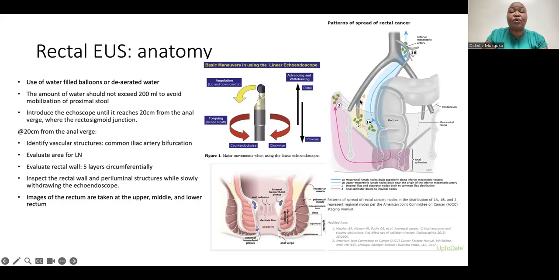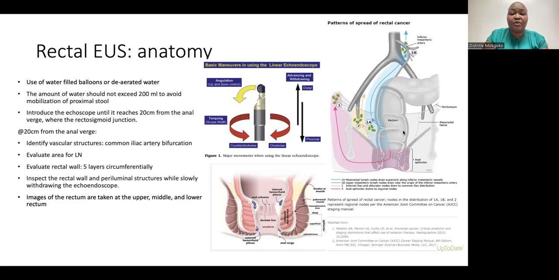You're also moving your scope. If it's a linear scope, remember, a radial scope will give you a 360 view. If it's a linear scope, you're going to have to move your scope clockwise and counterclockwise to make sure that you're covering all the walls of the rectum and seeing both anteriorly, posteriorly, left and right of the rectum. Evaluate all the 5 layers circumferentially, again, with the linear scope, as we mentioned. Look for any subepithelial lesions, any mass lesions.